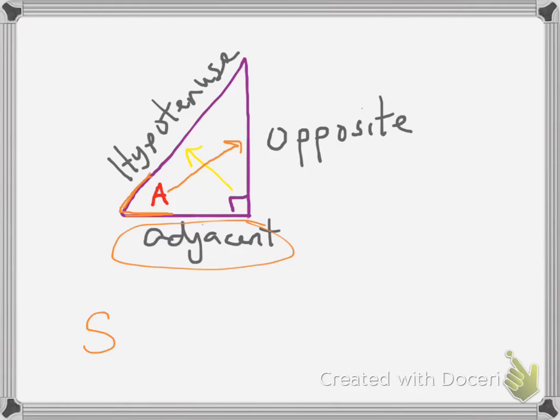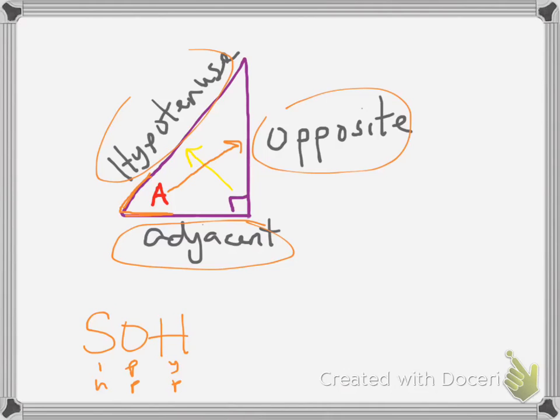Otherwise, SOHCAHTOA just doesn't make sense. The SO part of SOHCAHTOA is the sine function, which we abbreviate SIN. Sine is opposite over hypotenuse. So for angle A, I would take the opposite side value and divide it by the hypotenuse value, and that would be my sine ratio.